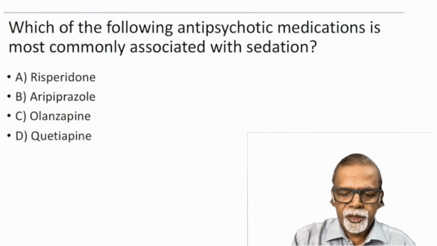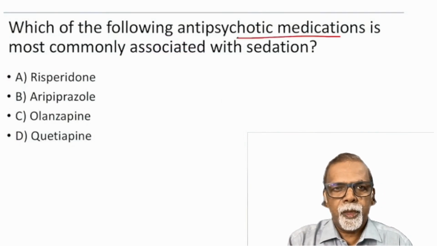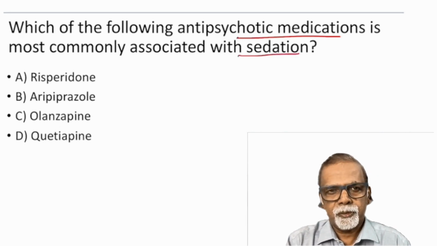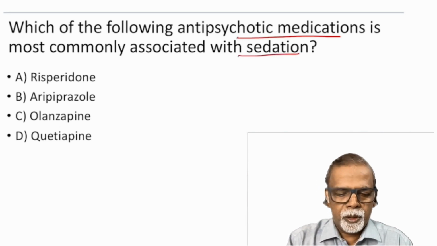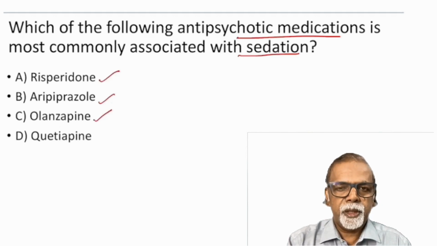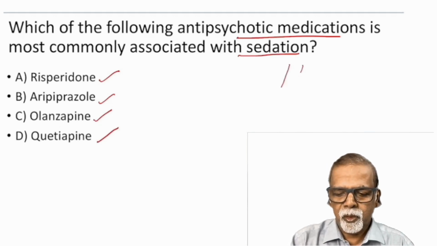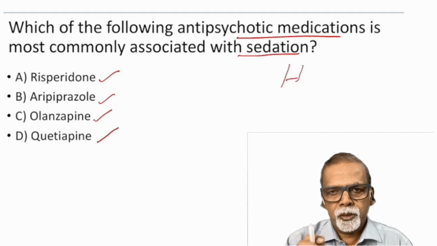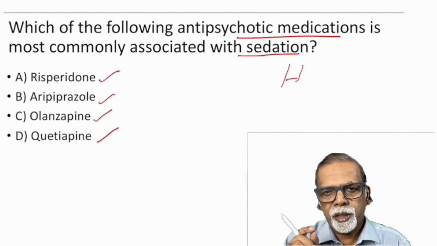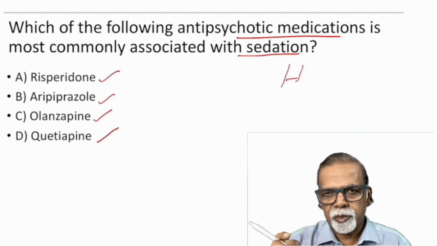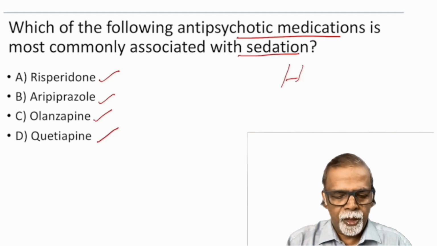Which of the following antipsychotic medications is most commonly associated with sedation? The options are risperidone, aripiprazole, olanzapine, and quetiapine. Sedation is a side effect which is due to histamine blockage. So, in addition to the D2 blocker, antipsychotics have action on various receptors. One among them is the histamine.